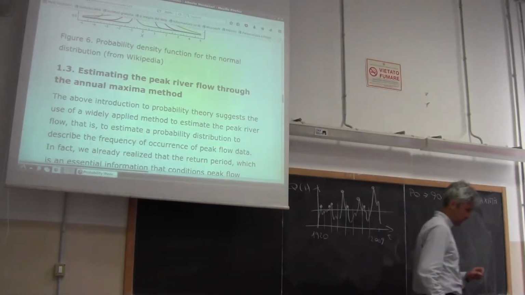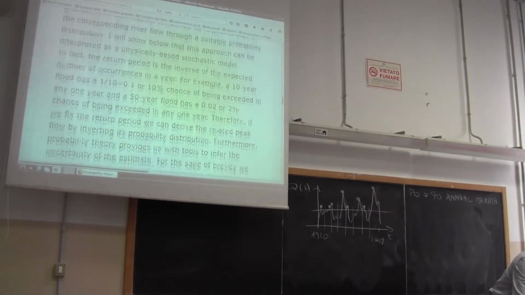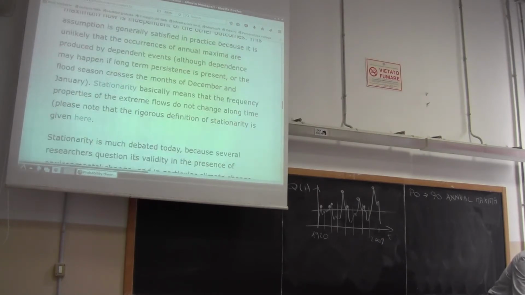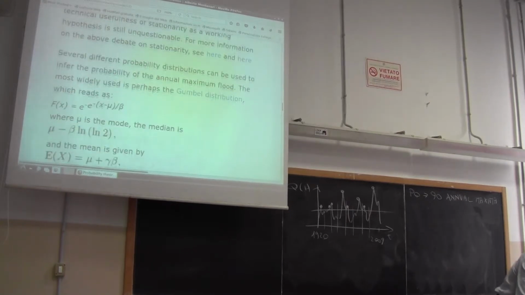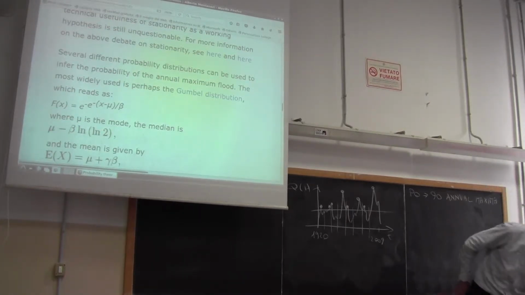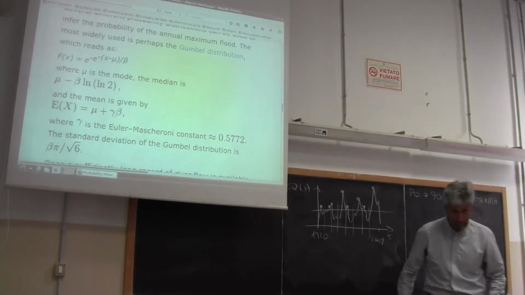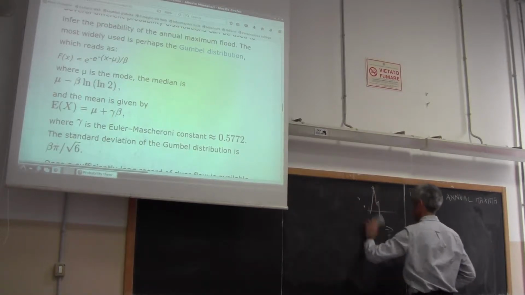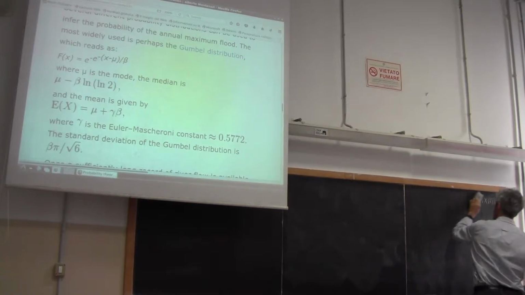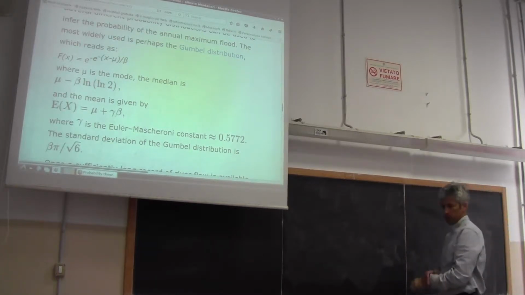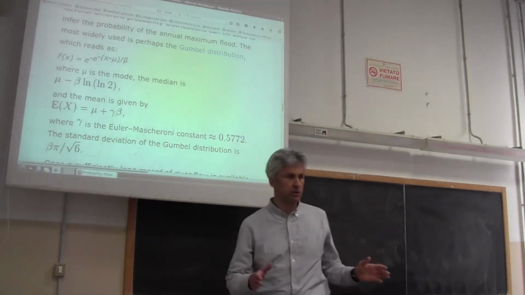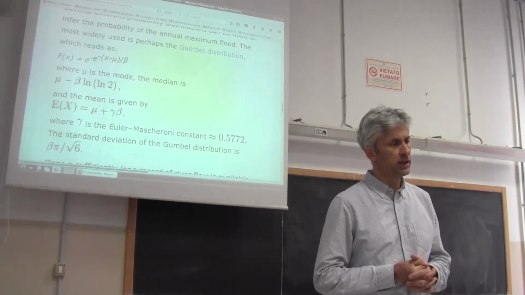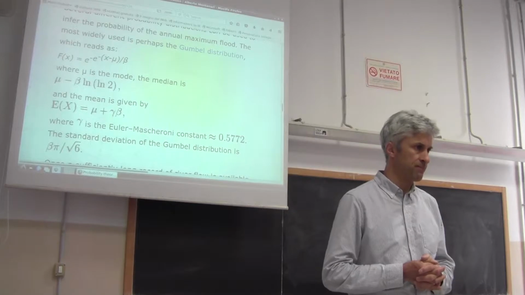Let's concentrate then on the annual maxima method. So, annual maxima, first of all, what is the premise? The premise is that we get one observation per each year, which is a high flow. It's supposed to be a high flow, and we want to estimate its frequency of occurrence.